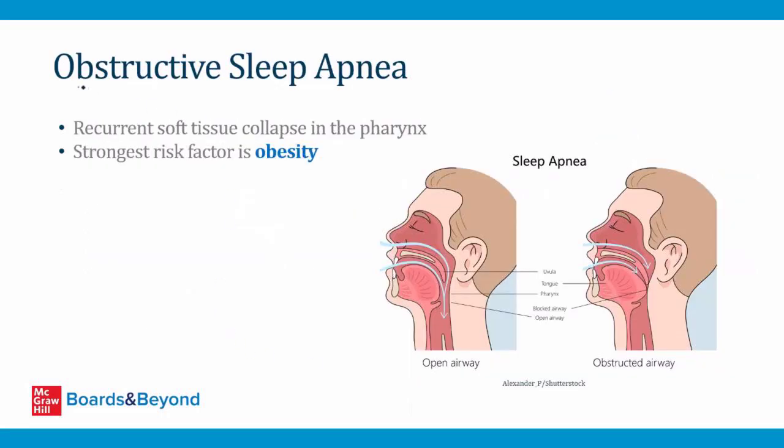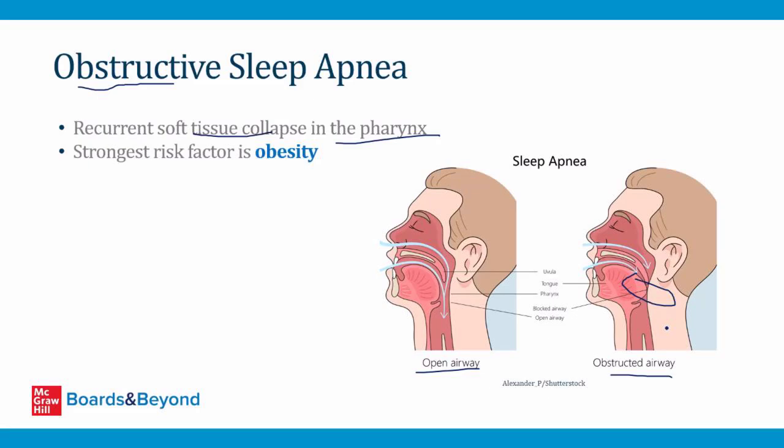Okay, now let's talk about obstructive sleep apnea. So this happens when there's recurrent soft tissue collapse in the pharynx. To understand this, let's look at this picture on the slide. So on the left is a cartoon of a normal patient who doesn't have sleep apnea with air easily moving in and out of the body during sleep. On the right is a patient who has an obstructed airway.